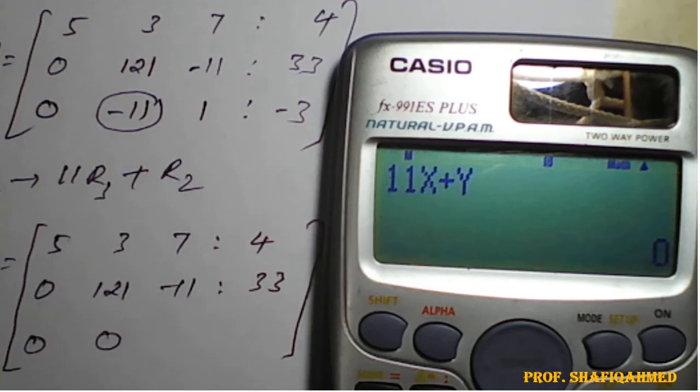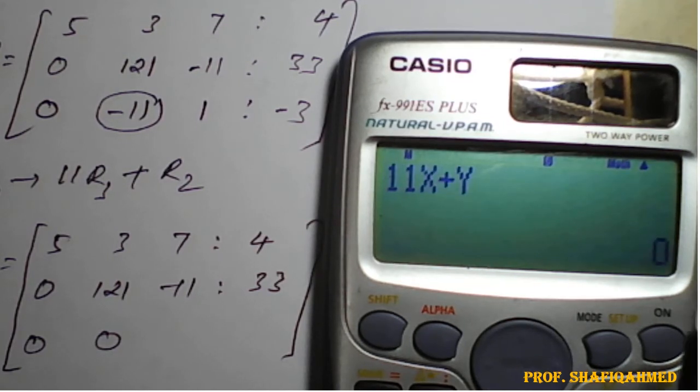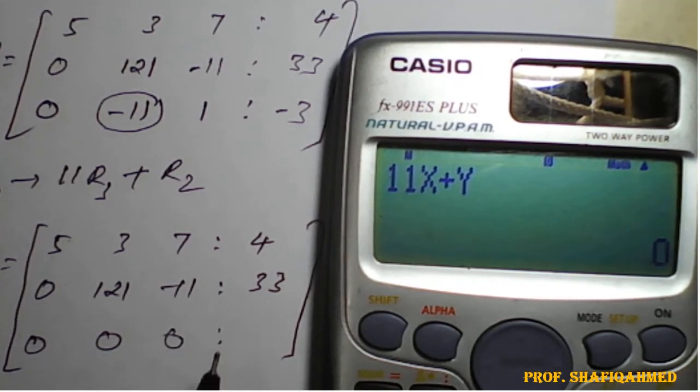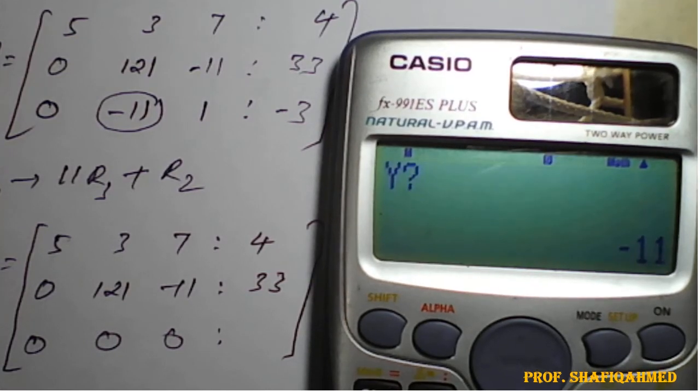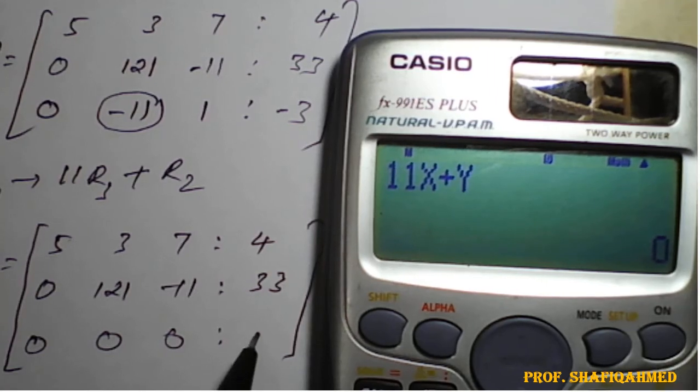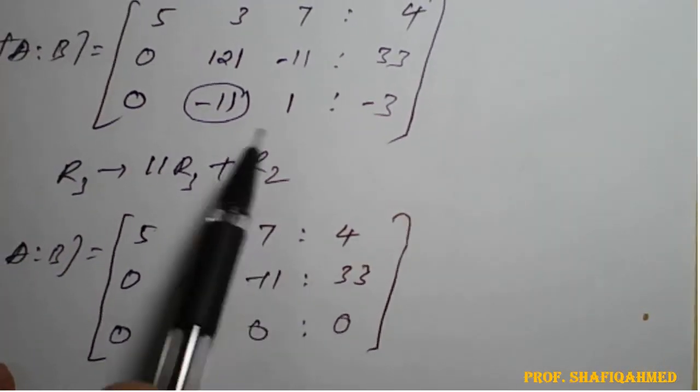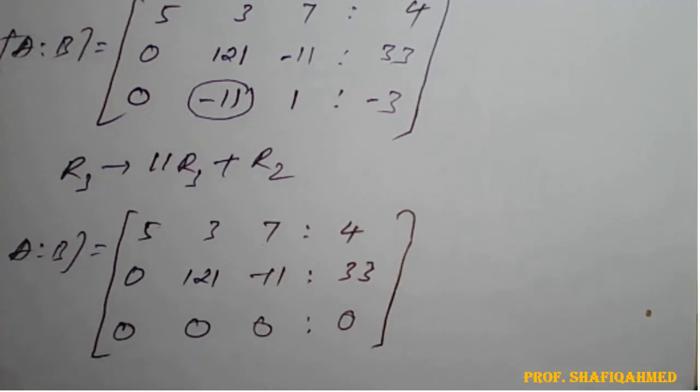Then x value is 1, y value is minus 11, it will be 0 you are finding. Next, equal to x value is minus 3, y value is 33, so this also you are finding 0. So you got what here? So to make this element 0, all elements have become 0.